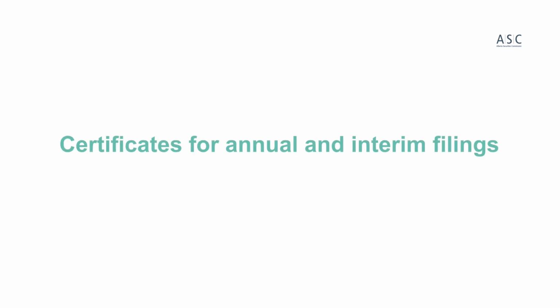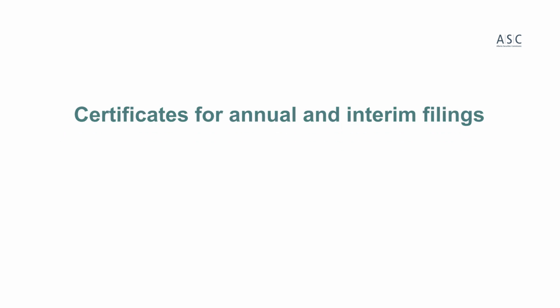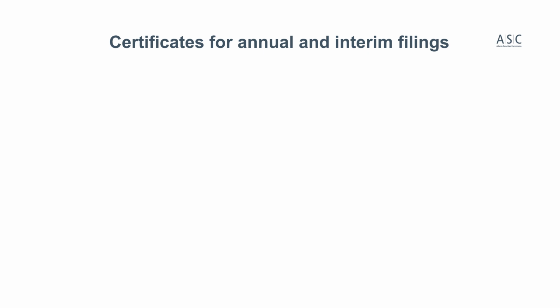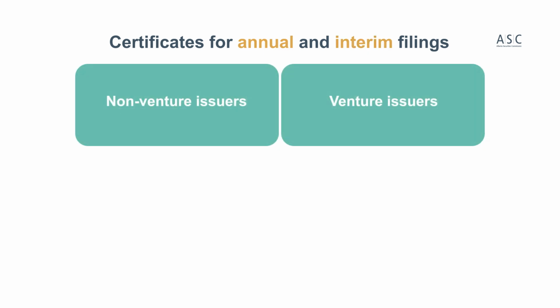When a reporting issuer files its annual and interim financial statements, MD&A, and annual information form, or AIF, if required, they must also file the correct certification of disclosure. It is important to note that there are specified forms for annual and interim filings, and that non-venture and venture issuers generally file different certificates. Issuers should file certificates in the prescribed form outlined in National Instrument 52-109 and must not modify the wording.